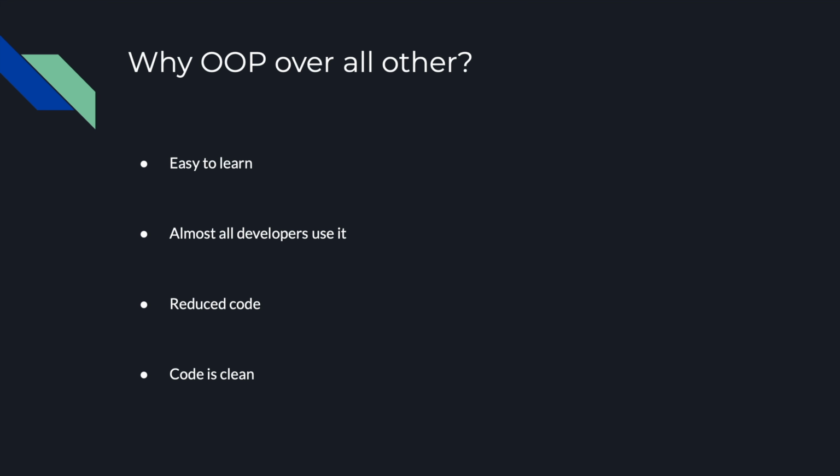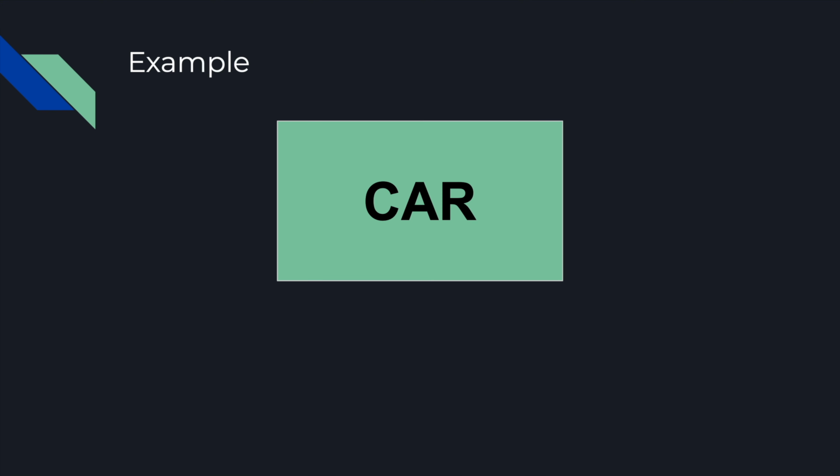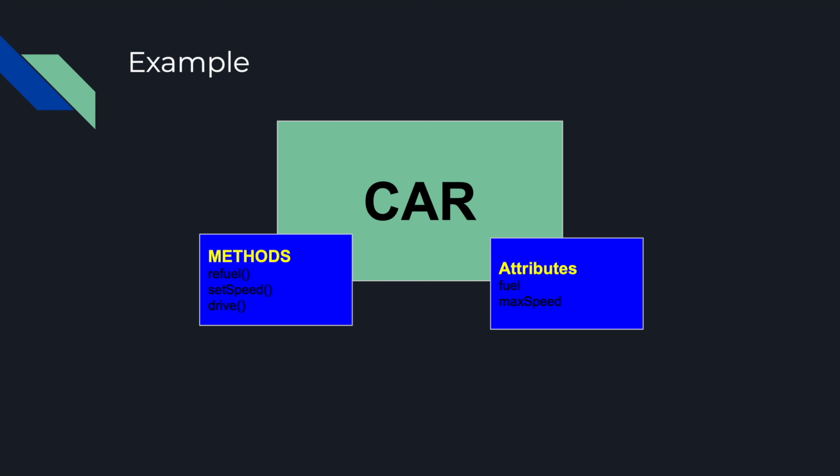I'm now going to go over some of the languages that use object-oriented programming. But before that, I'm going to go over an example. So as you can see, the object in this case would be a car, and it has its methods and its attributes. The methods are refuel, set speed, and drive. And these are the functionality, the use case of the object. The attributes, however, are like the core stats, like the fuel, the max speed, the weight of the car. These are all sort of attributes.